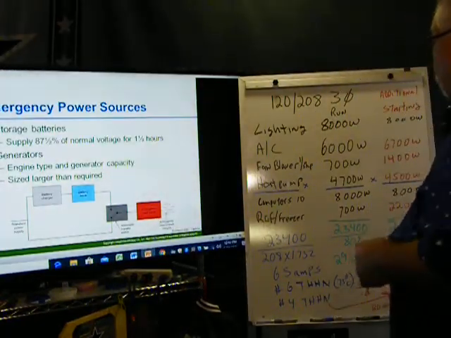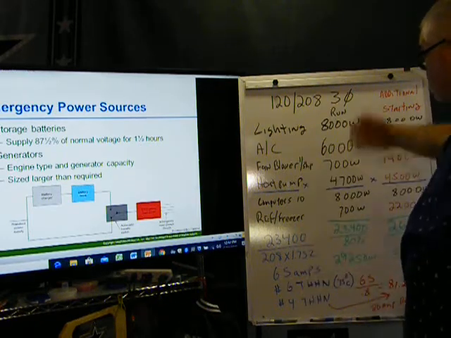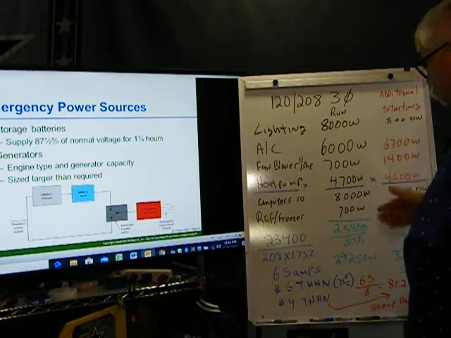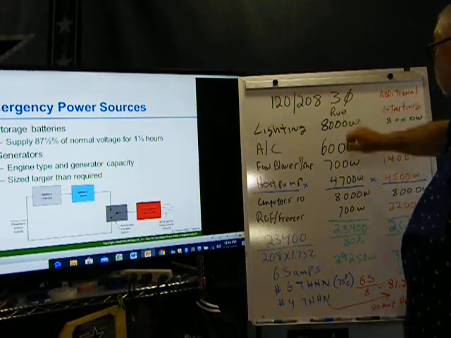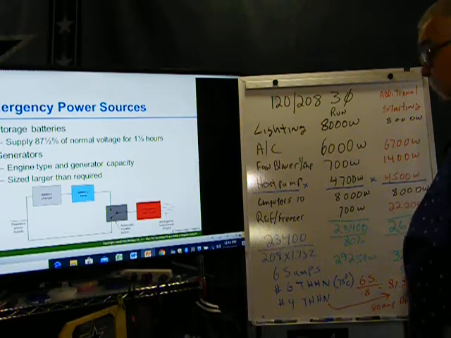Okay, I sent you all the sheet on the wattage worksheet. So these wattages that I have here, I got them off that worksheet. So in this one, I got a 120/208 3-phase. I have my run and my additional starting currents. Guess what? I have a surge.